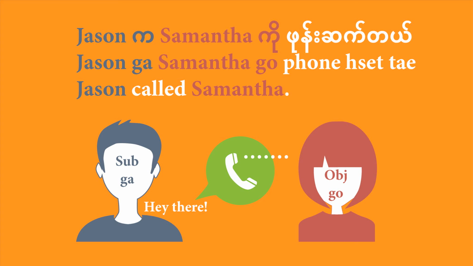The proper way to say what you want to say, the proper way to say Jason called Samantha in Burmese, is then Jason ga Samantha go phone hset. One more time, Jason ga Samantha go phone hset.